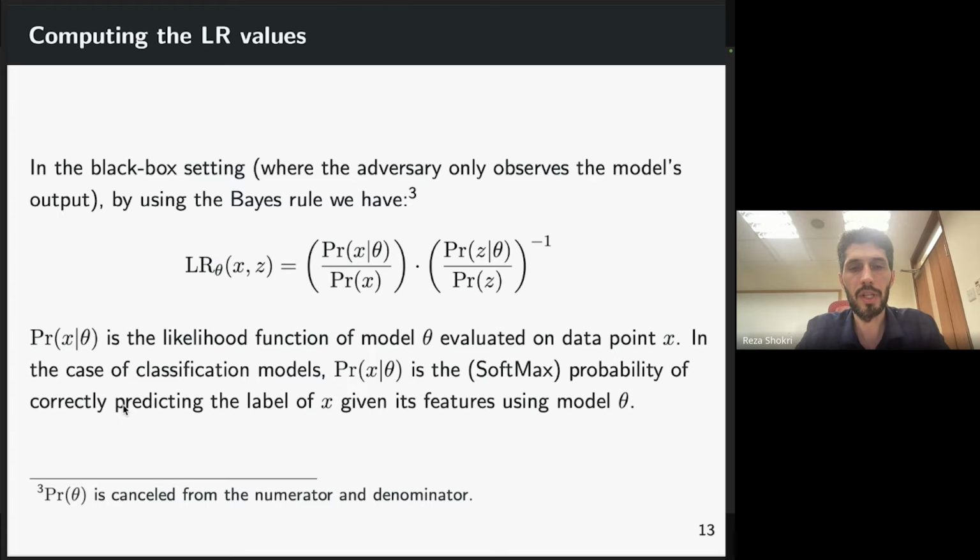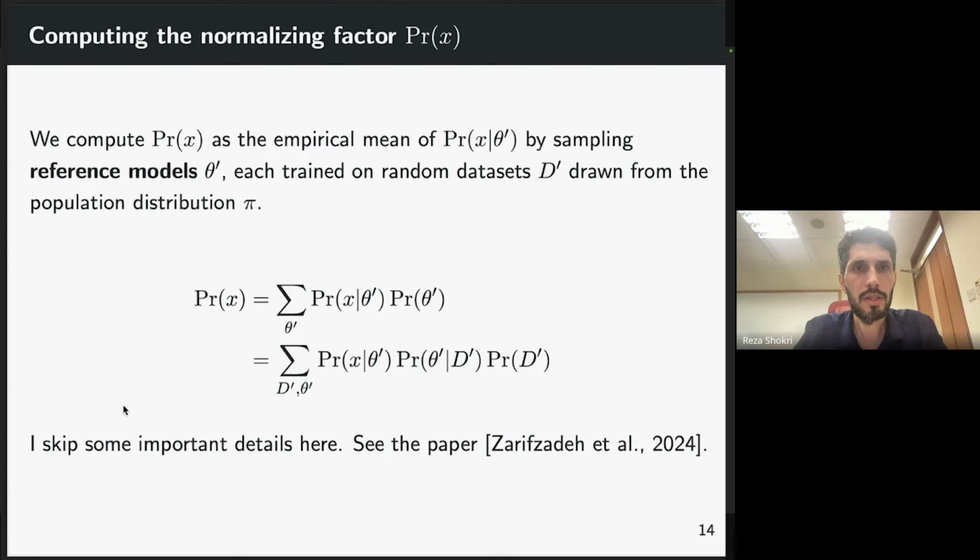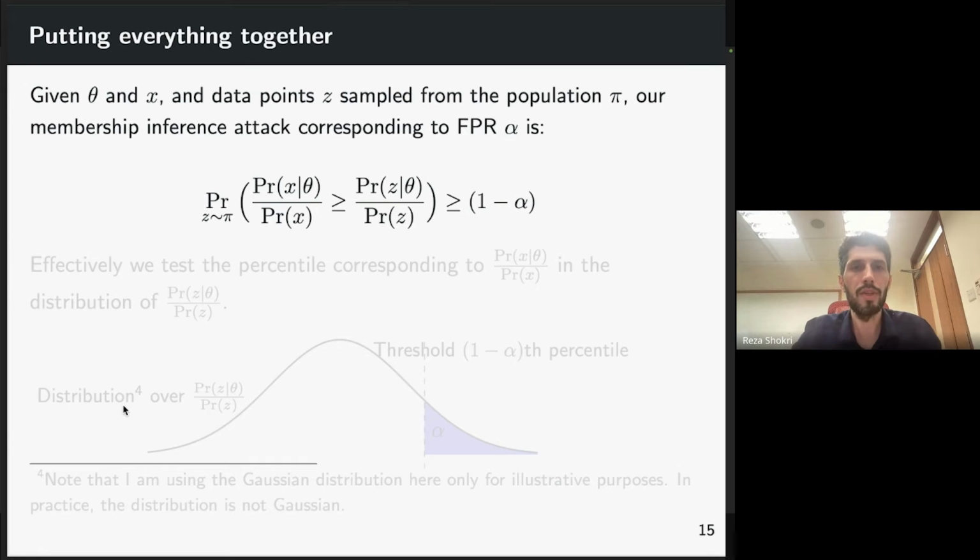So essentially I have everything that I want. I have some reference models that would enable me to compute P of X and P of Z. And I have the target model theta that enables me to compute the P of X given theta. So that's all. If I put everything together, essentially, as I said, what I want to do is to know if this P of X given theta over P of X is larger than what fraction of the population, right?